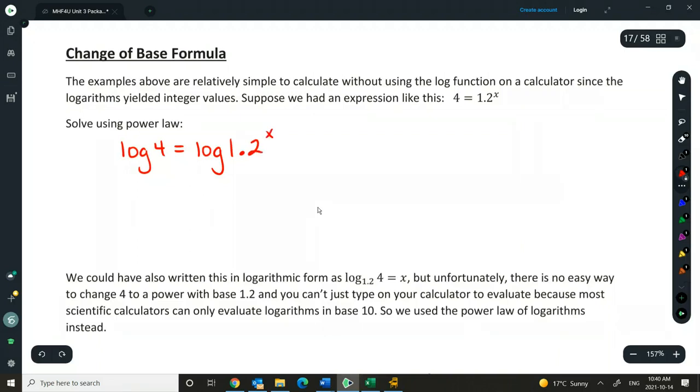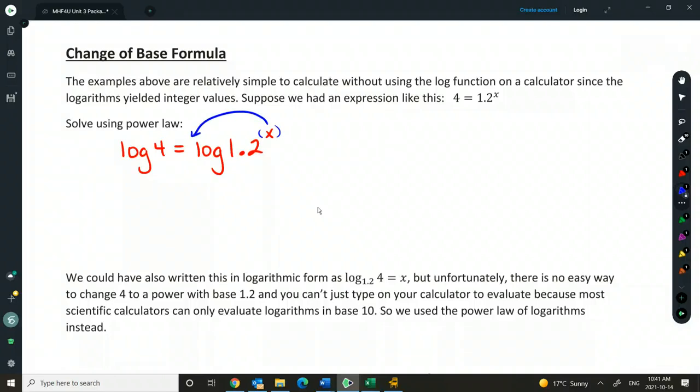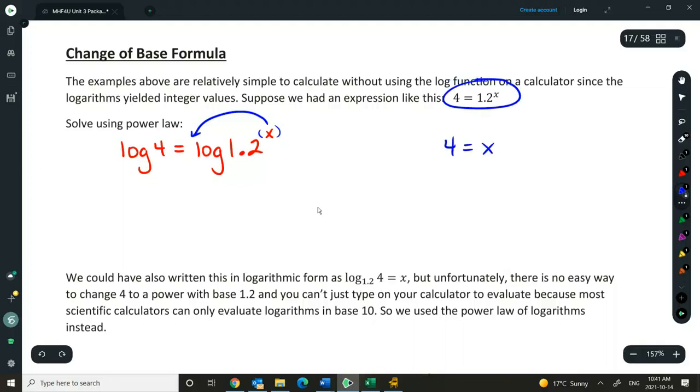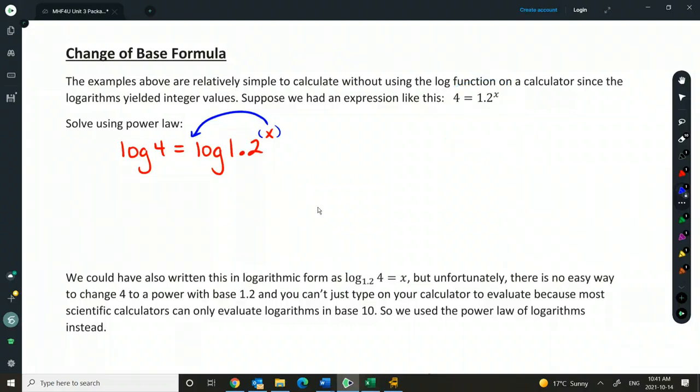So I would log both sides. And the power law says that because I have the log of something to an exponent, I can take this exponent and start bringing it down in front. Guys, please don't start bringing exponents down unless you have logarithms in front of them. Sometimes people will just bring the exponent down, like in something like this, and say it's 4 equals x times 1.2. No. Only if you have a logarithm in front. This is a specific log rule where we have to have a log of something to an exponent. Then we bring the exponent down.